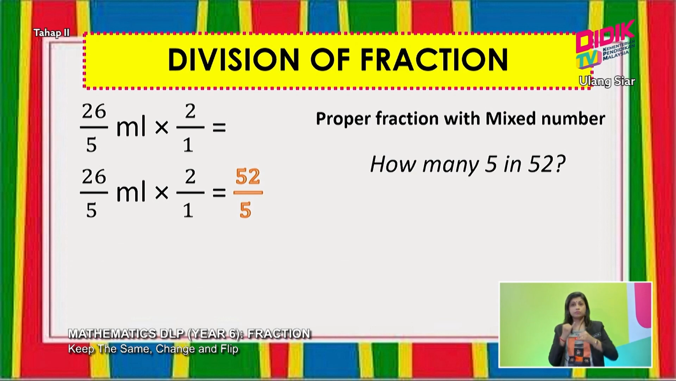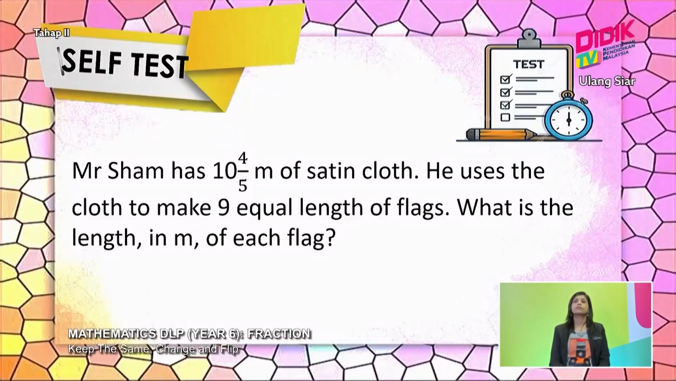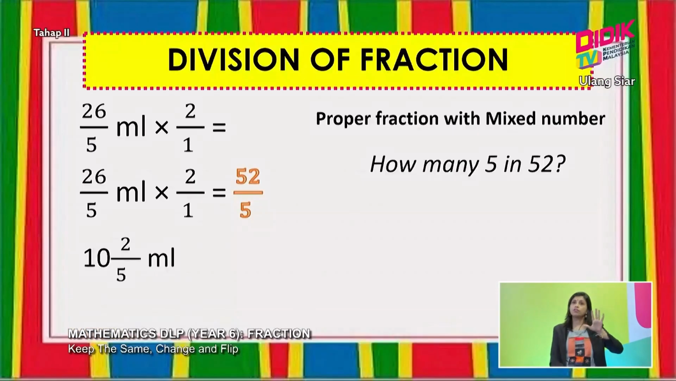It doesn't look like it. Remember, we cannot leave the answer as an improper fraction. So we have to convert it into a mixed number. It's vice versa. To convert it, either you divide 52 by 5, or you do it mentally, how many 5s in 52? There should be 10. Yes, 10 times 5 is 50. So 52 minus 50, the balance is 2, so 10 and 2 over 5.